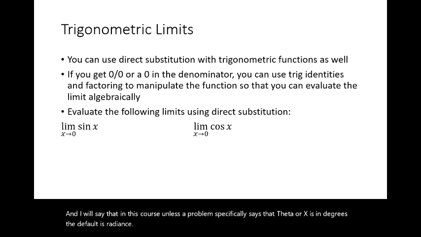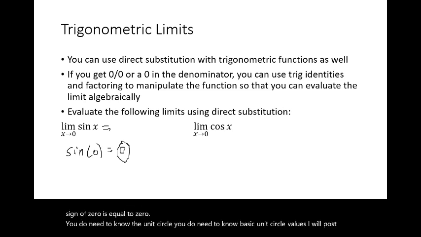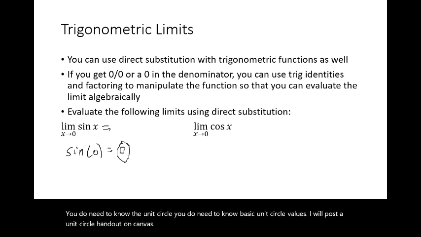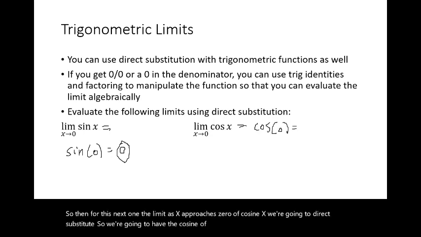So we've got the limit as x approaches 0 of sine of x. Let's do a little direct substitution. We will get the sine of 0. The sine of 0 is equal to 0. You do need to know the unit circle, and you do need to know basic unit circle values. I will post a unit circle handout on Canvas. So then for this next one, the limit as x approaches 0 of cosine x, we're going to direct substitute. So we're going to have the cosine of 0. The cosine of 0 is equal to 1.